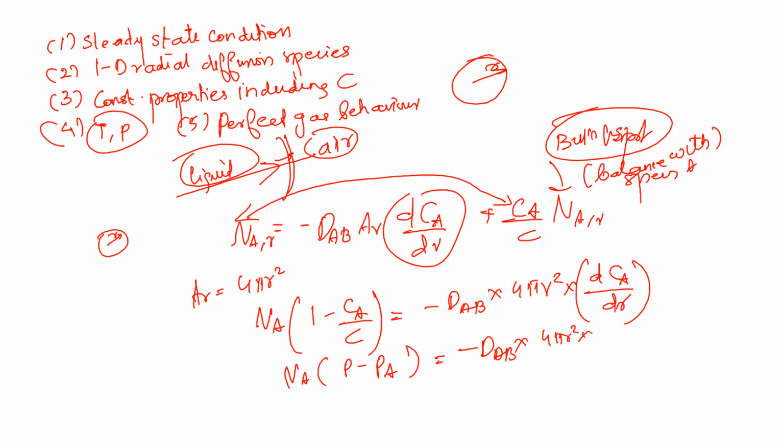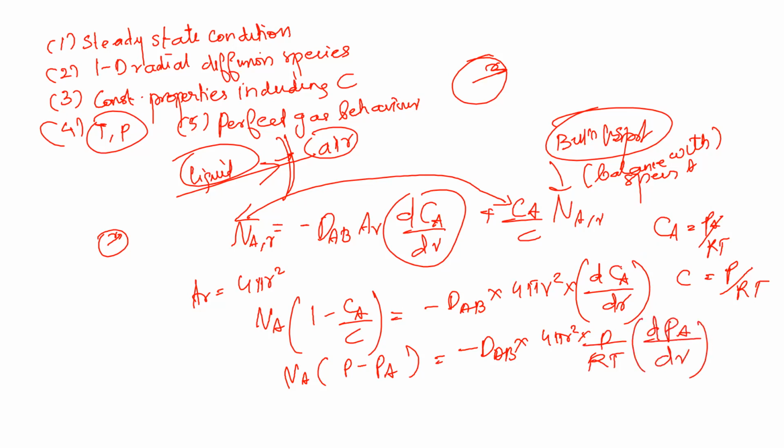dCA by dr. We know CA equal to PA by RT, and C equal to P total by RT. So just writing that, it is P by RT into dPA by dr. Just substituting this term inside, and other factors are constant, so 1 by RT would come outside and dPA by dr would be there. Okay, so we are just rearranging. I will once again write the equation.